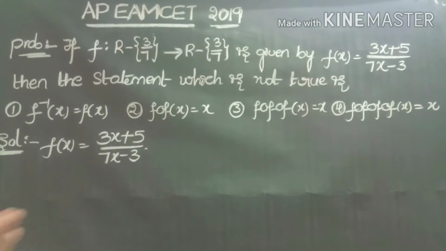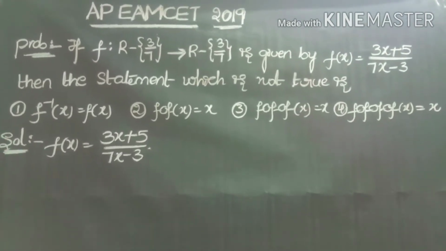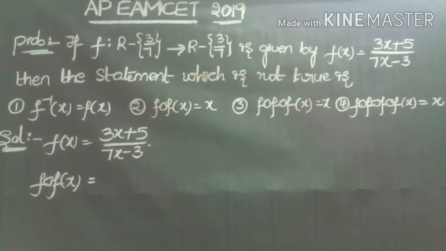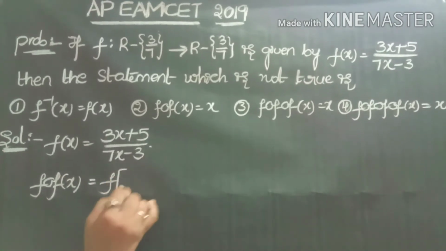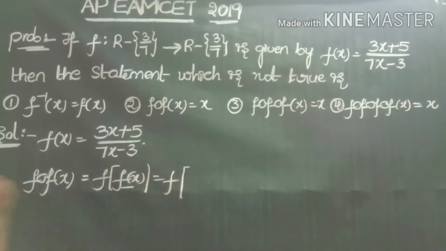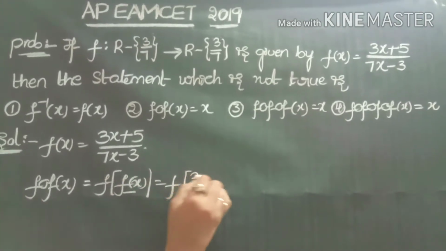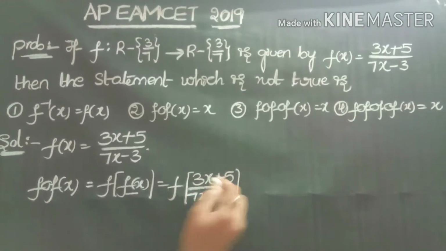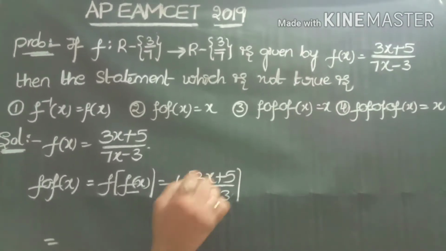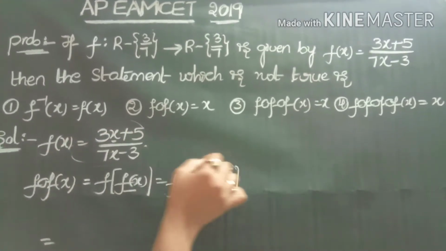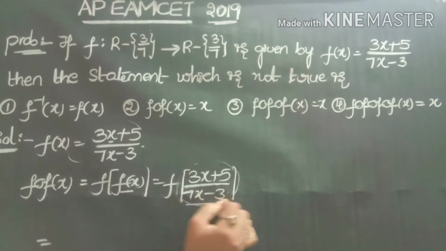Before checking the conditions, first we have to find one value, which is f∘f(x). So first I am finding the value f∘f(x). f∘f(x) is nothing but f(f(x)), substituting the f(x) value here, f(x) = (3x + 5)/(7x - 3). Again in the function f(x), in place of x we are taking this total value f(x). Here this is the x value.